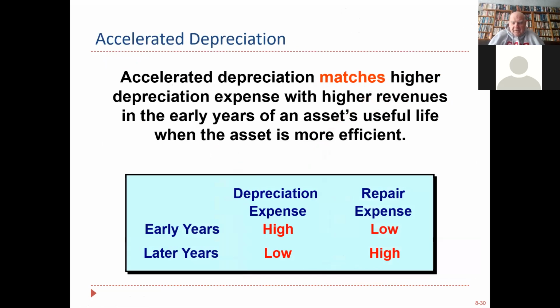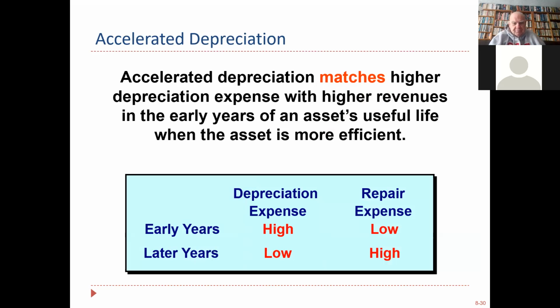Now, here's one where we got to think a little more. Accelerated depreciation methods match higher depreciation expense with higher revenues in the early year of the asset's useful life, when the asset is thought to be more efficient, okay? And companies use this, certainly, because they can front load a lot of the depreciation expense and reduce their income in the early part of the life of the asset and save taxes that first year, etc.